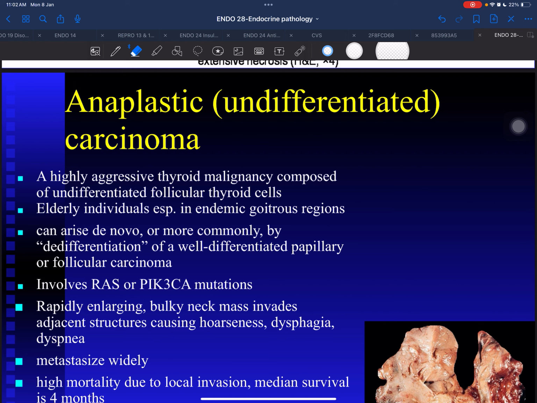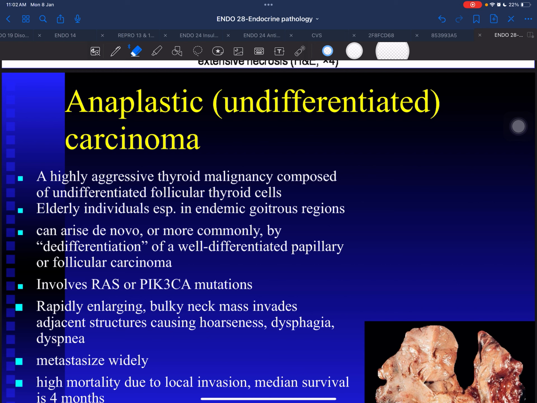Okay, it can arise de novo and more commonly by de-differentiation of well-differentiated carcinoma. Dia boleh terus jadi anaplastic carcinoma, that's what we call de novo. Dia terus jadi that cancer. Or it can de-differentiate. Mula-mula dia ada papillary. Papillary tu yang bertukar jadi anaplastic. Ada 2 cara. Ataupun dia terus jadi anaplastic. That's what we call arise de novo. Or from papillary or from follicular carcinoma. And it involves the RAS or PIK3CA mutations.